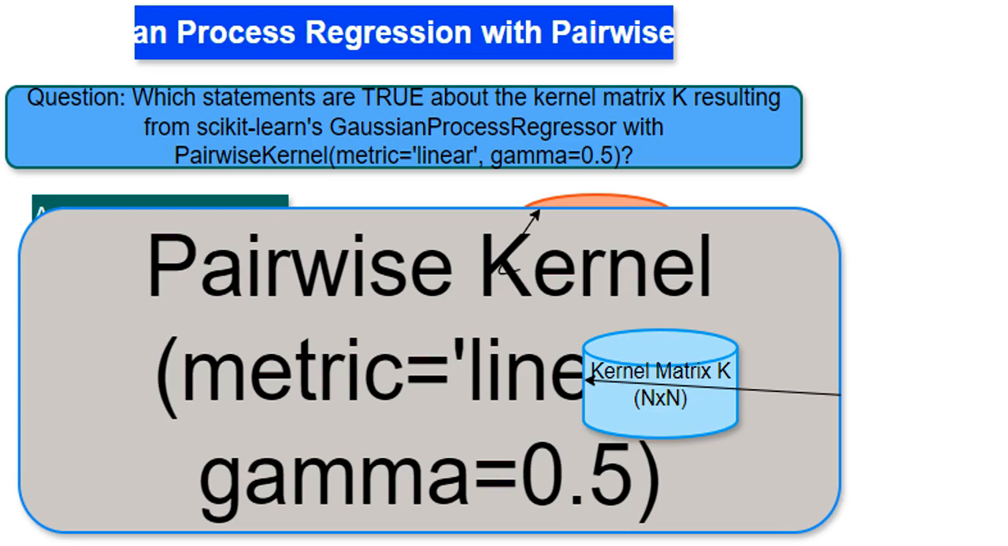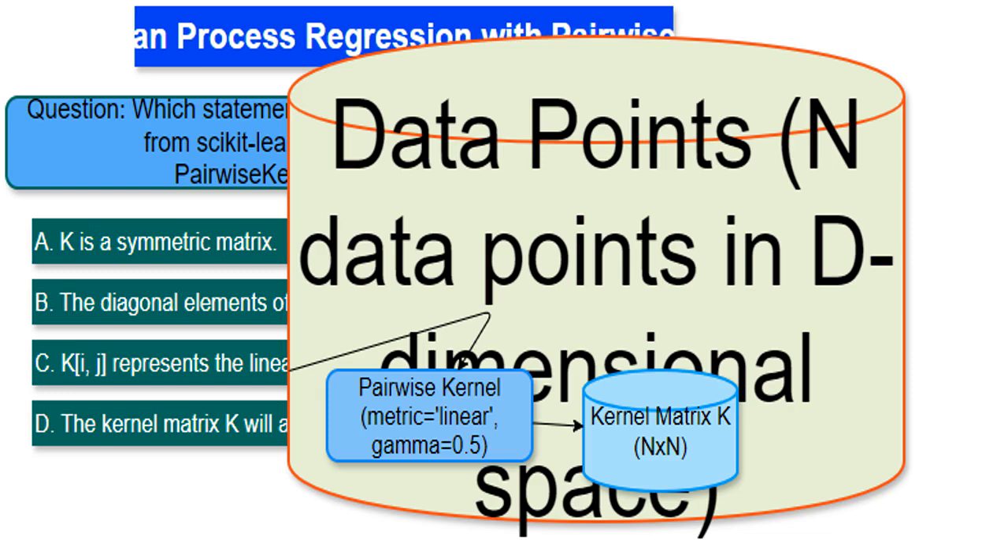The PairwiseKernel uses a linear method to compare data points. It's like comparing how similar two things are by looking at their linear relationship. The gamma value, 0.5 here, just adjusts the strength of this comparison. It's a scaling factor. This is the result of the pairwise comparison of all my data points.